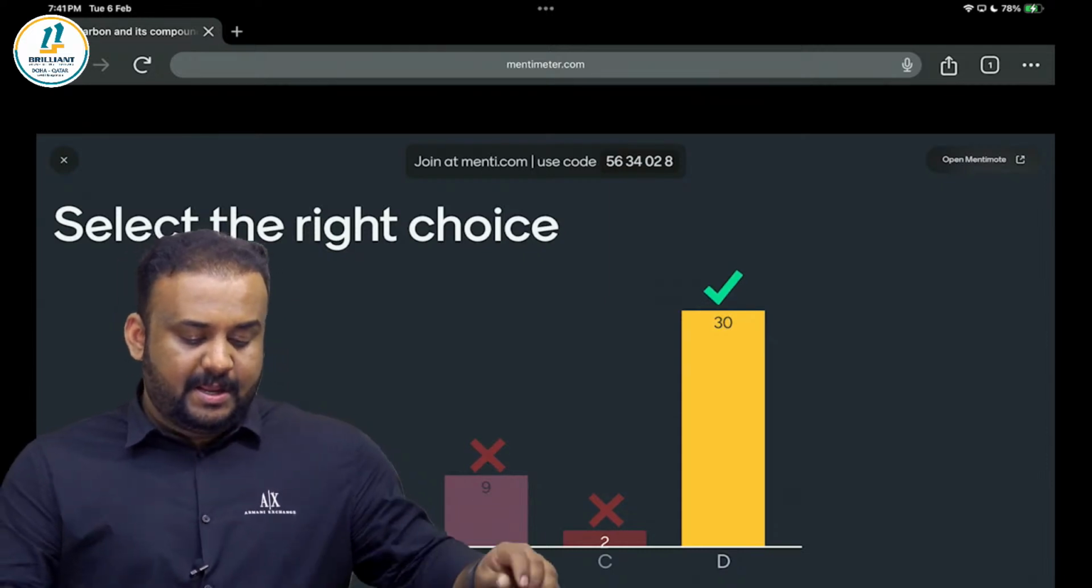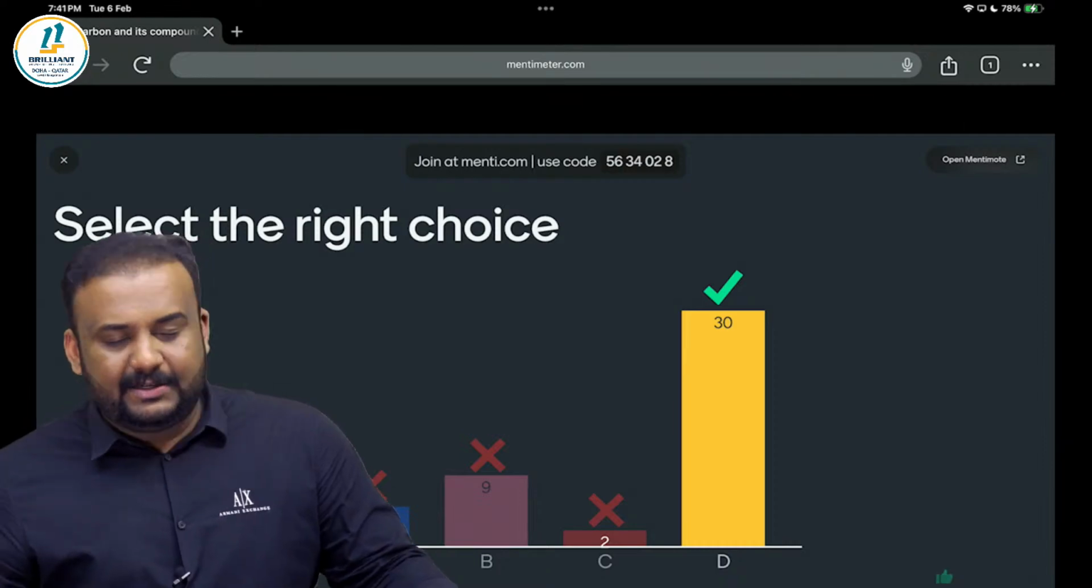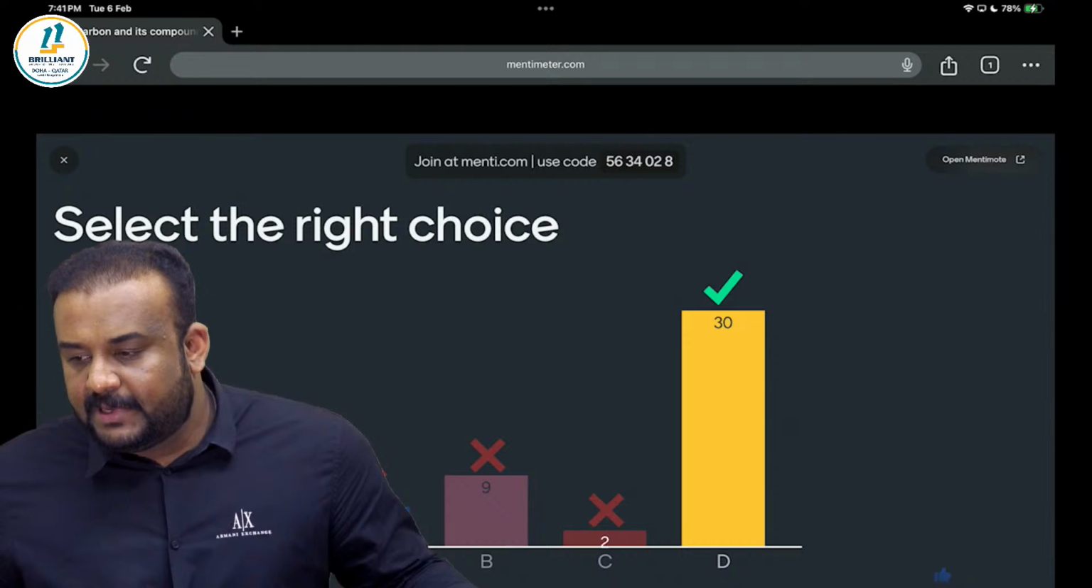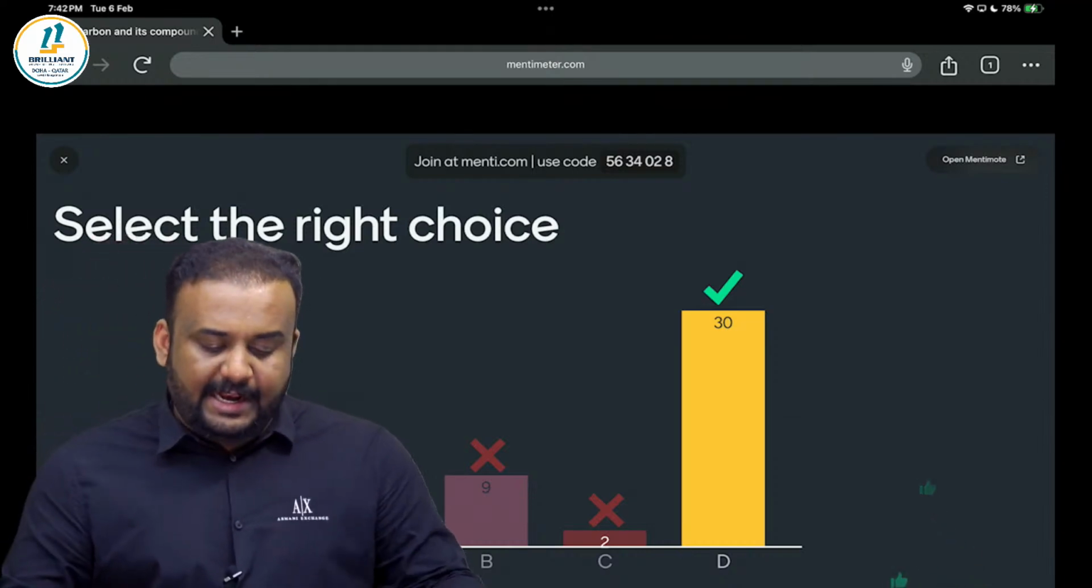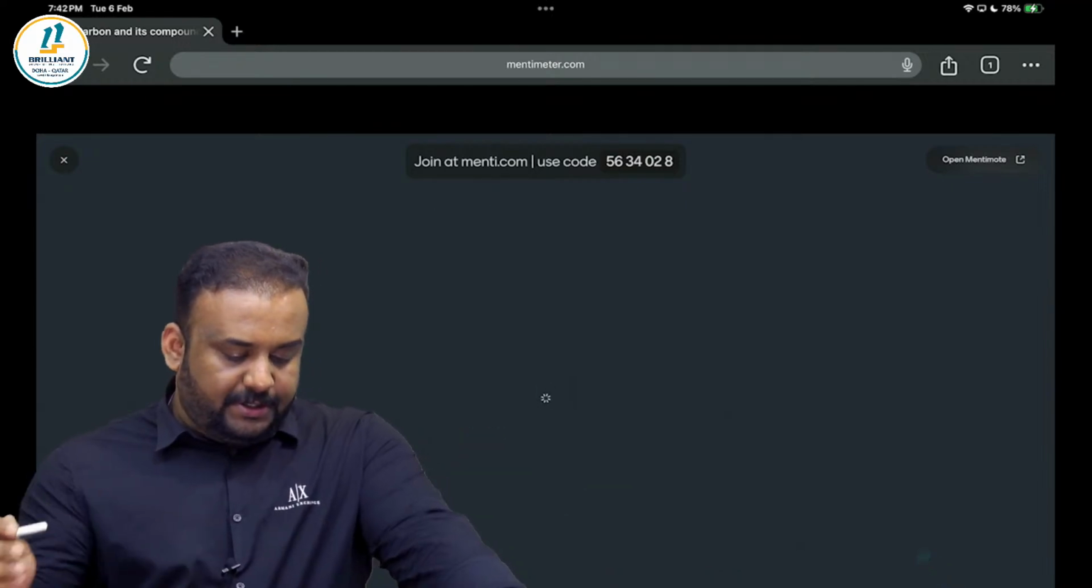Yes, time out. I can see 30 students have given the right answer. Unsaturated means it should be an alkene or an alkyne. Is it clear? So the right answer was option D. Okay, here we go to the second question.